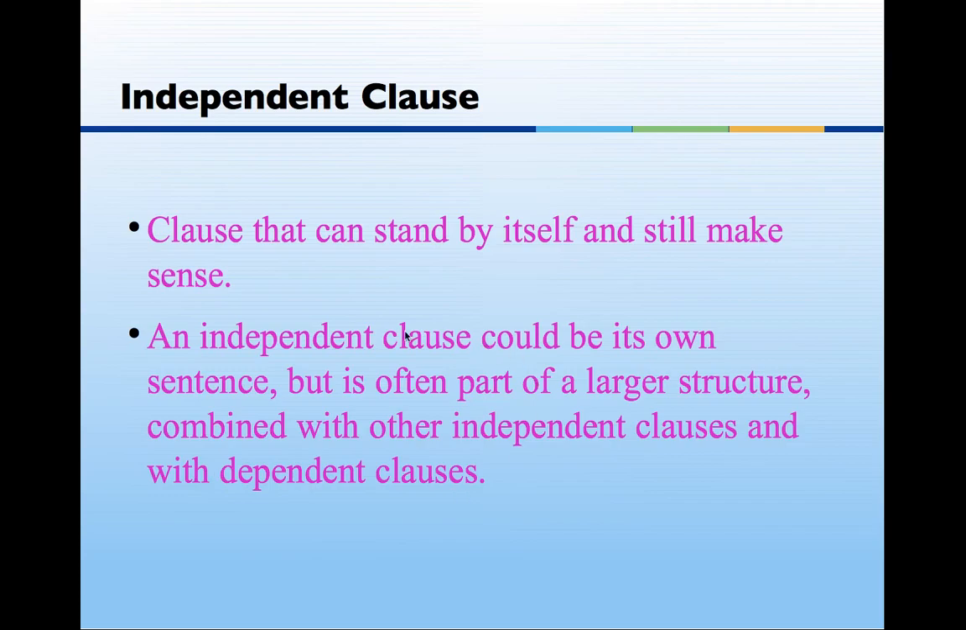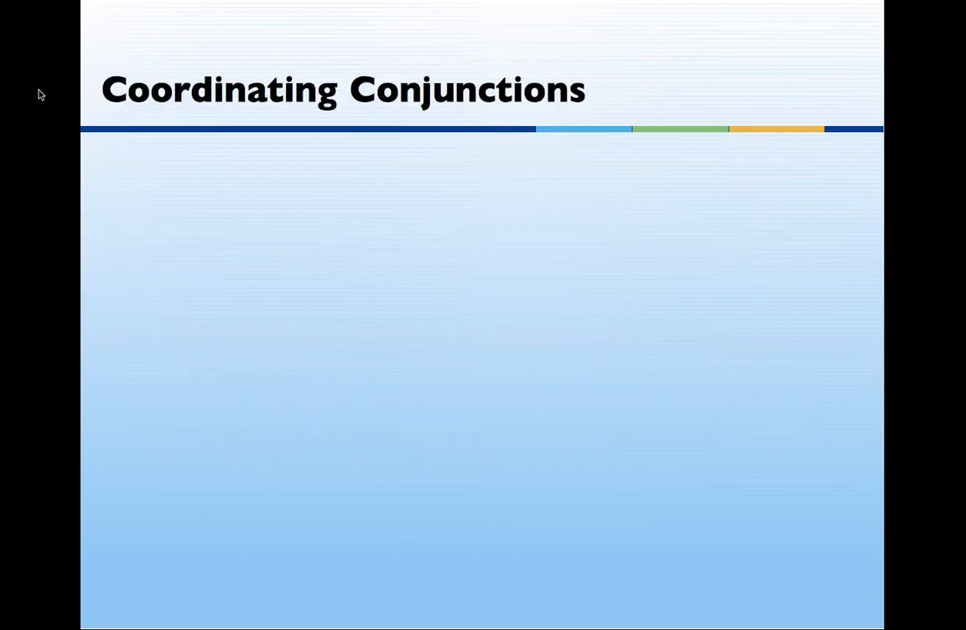Sometimes we join independent clauses together, and sometimes we join dependent clauses with independent clauses. So how do we join? When we join only independent clauses, we use coordinating conjunctions. These will be discussed in detail when we discuss the kinds of sentences. To keep the coordinating conjunctions in your mind, remember this mnemonic, this kind of acronym: FANBOYS.